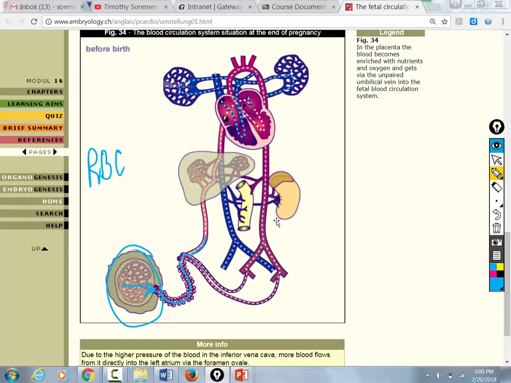All right. And have you ever seen an umbilical cord? How many people have their umbilical cord? Made like a belt out of it or something.